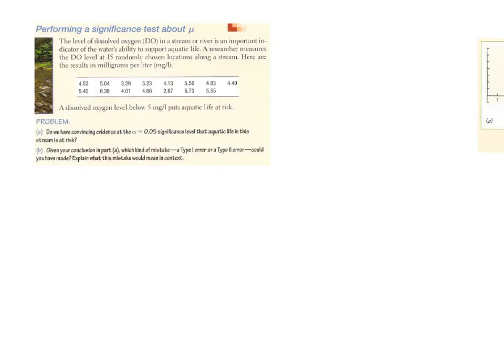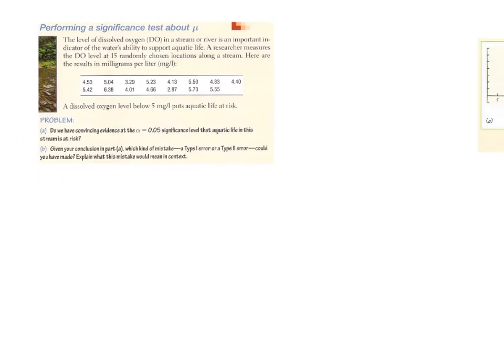Okay, so let's go all the way through an example here. We're performing a significance test regarding the mean. In the problem, the level of dissolved oxygen in a stream or river is an important indicator of the water's ability to support aquatic life. A researcher measures the dissolved oxygen level at 15 randomly chosen locations along a stream. There are your results. A dissolved oxygen level below 5 milligrams per liter puts aquatic life at risk. Part A is, do we have convincing evidence at the alpha 0.05 significance level that aquatic life in the stream is at risk? Part B is giving a conclusion, and we'll get to part B later. Let's just do part A first.